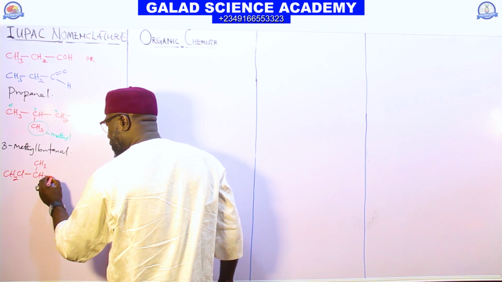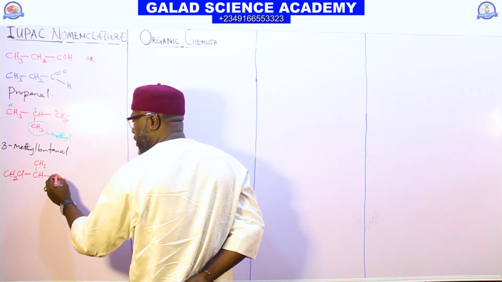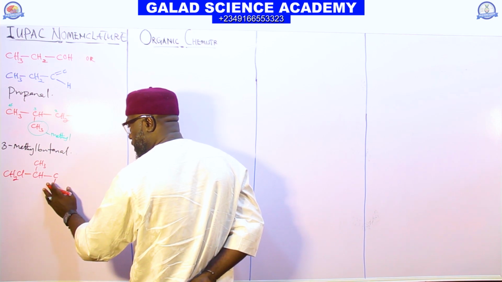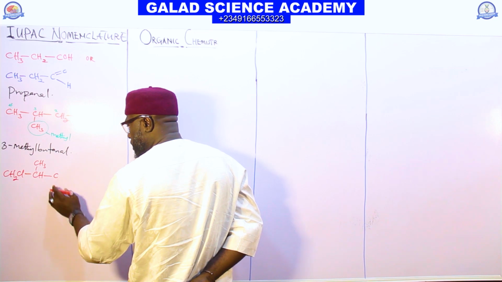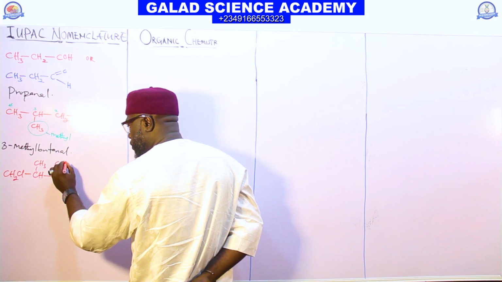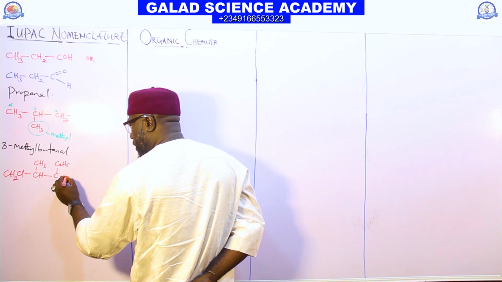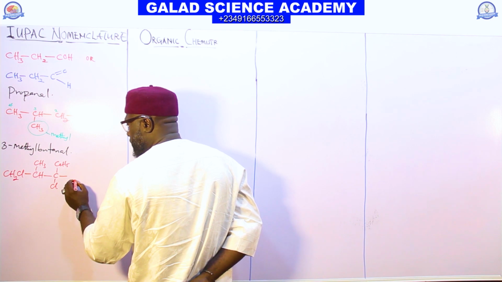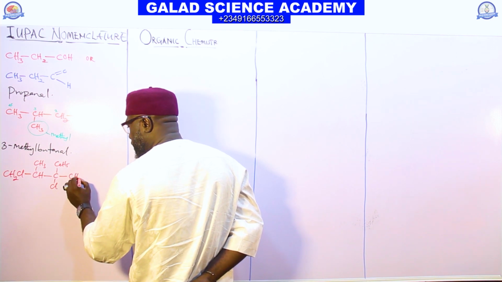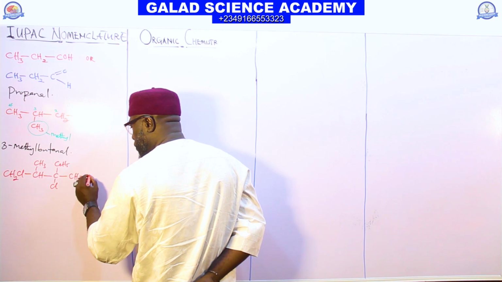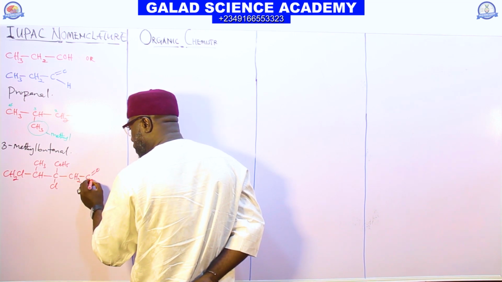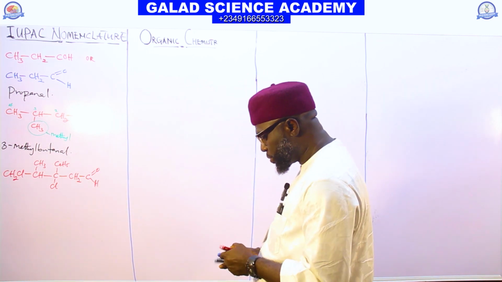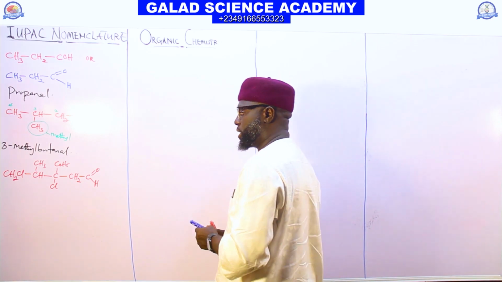CH3 here. We have another compound, C2H5, and another chlorine here. Then CH2 with OH. You can see this compound. We are now asked to name it.